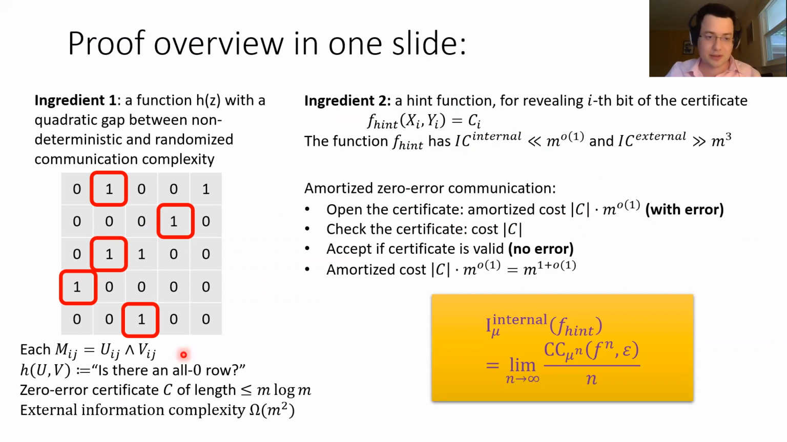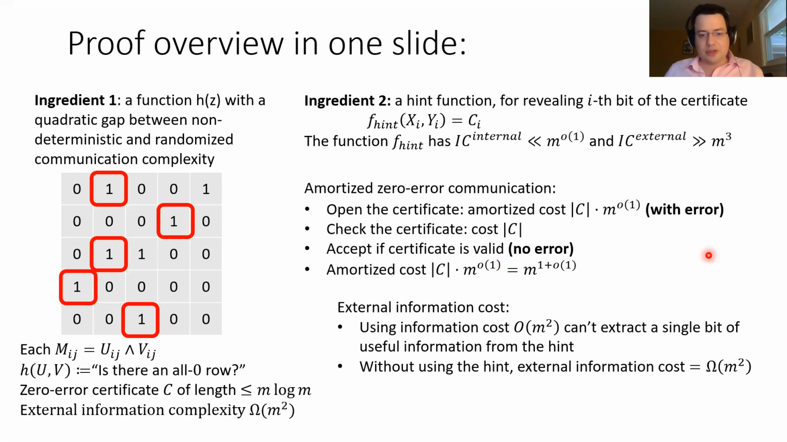Then you can check the certificate using only c bits of communication and only accept if the certificate is valid. So you never accept anything that's wrong. You never make a mistake. If you get an invalid certificate, you repeat the whole procedure, but the probability of that is very low. So we get very low expected communication. The amortized communication cost is c times something subpolynomial of m, so it's essentially linear in m. So that's one direction.